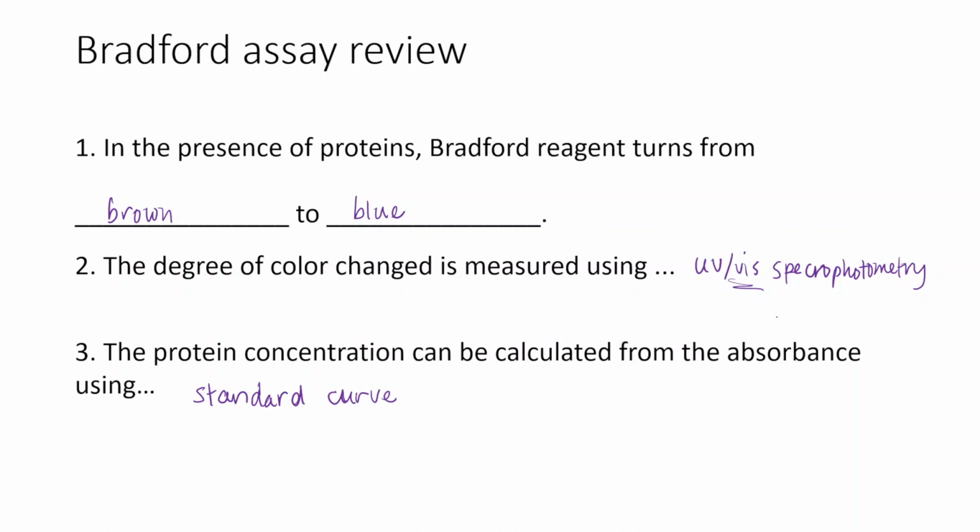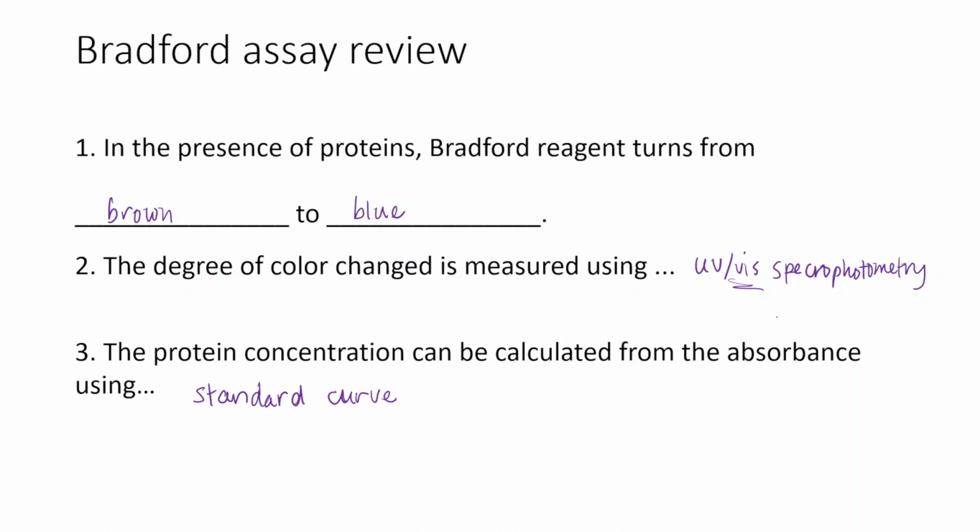So we need to create a series of standards that have known protein concentrations. Then you can use UV-Vis to measure how blue each of your standards is. And then when you measure your unknown protein, you can use your knowledge of how blue it is to work backwards to figure out how much protein is in there. Any questions about that?